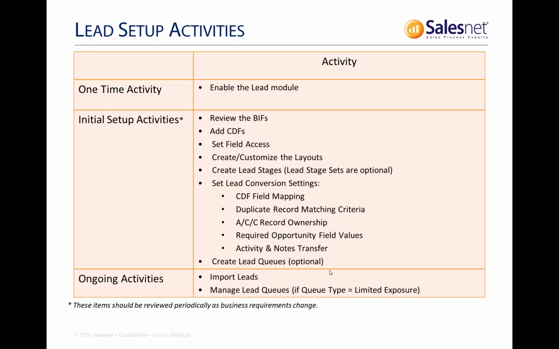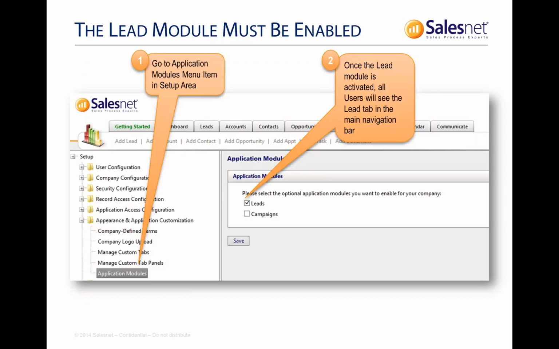And then ongoing, what we find ourselves doing is maybe importing leads, or we're setting up external data captures to drop leads into the lead area, and maybe we're managing our lead queues. So this activity here, the initial setting up of conversion and things, is kind of a one-time thing. Once you have that in place, it's really just managing your queues and the records that you have.